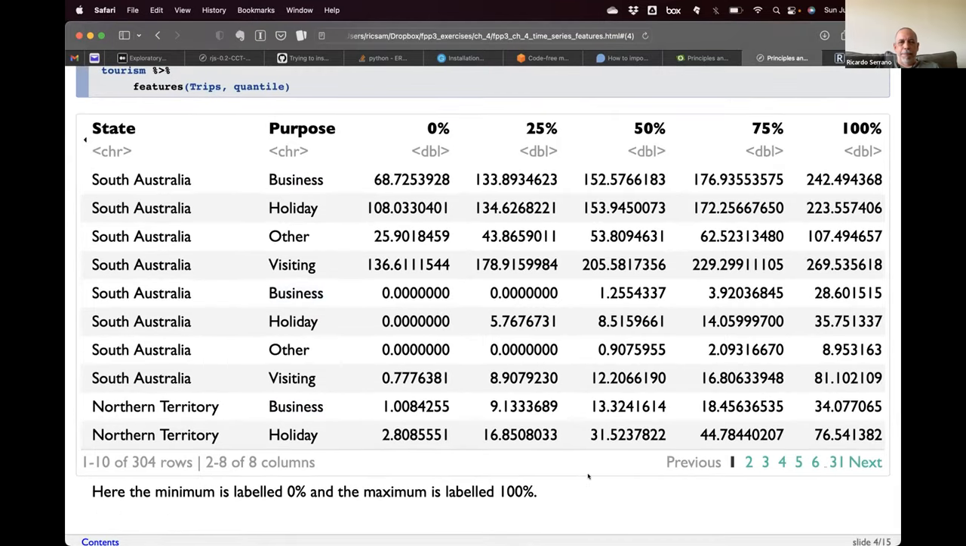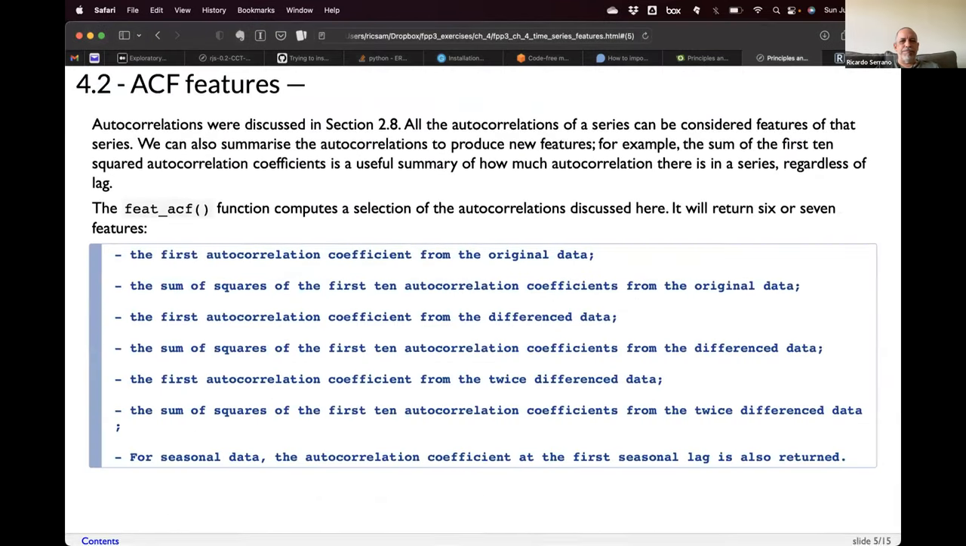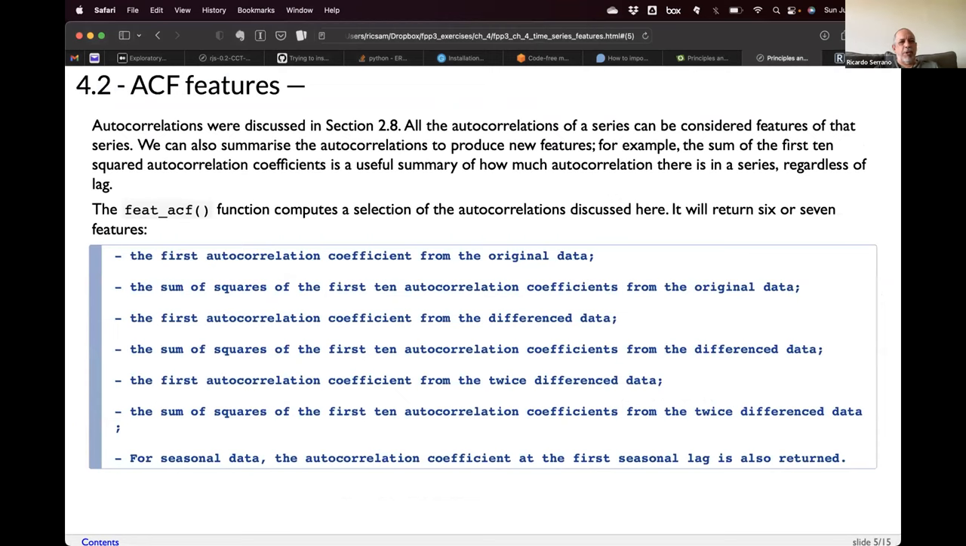Okay, good. So let's keep on. In 4.2, we're talking about the autocorrelation features, and the function that comes with the feasts package is this function, features of autocorrelation. Here I just copy and pasted it from the book. These are some of the features that are automatically calculated for you.